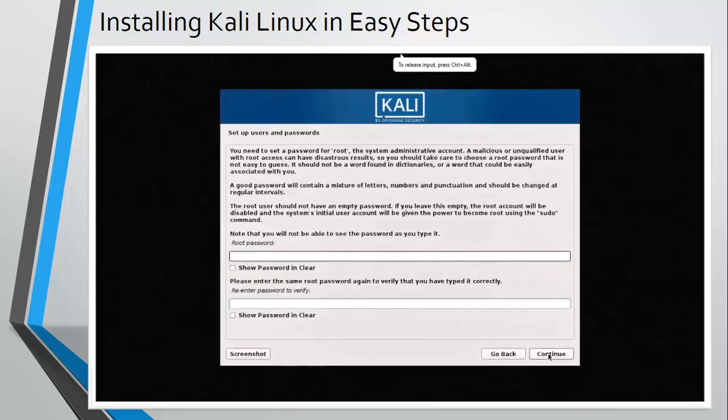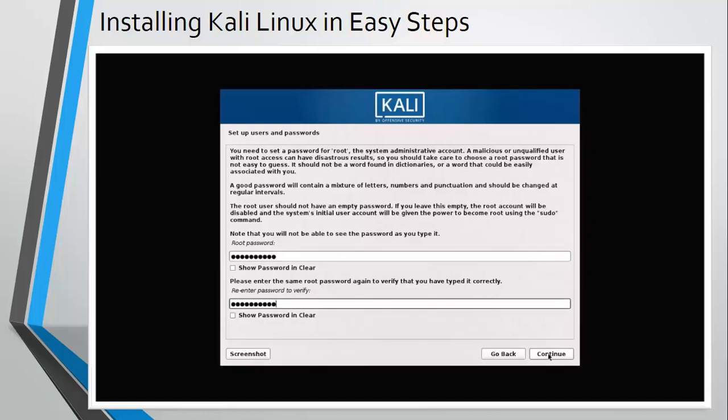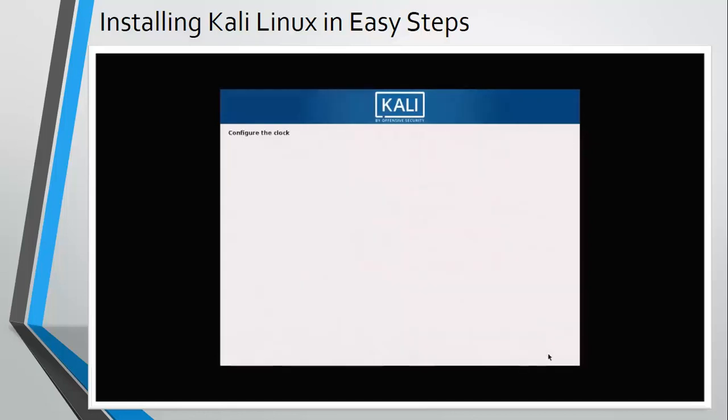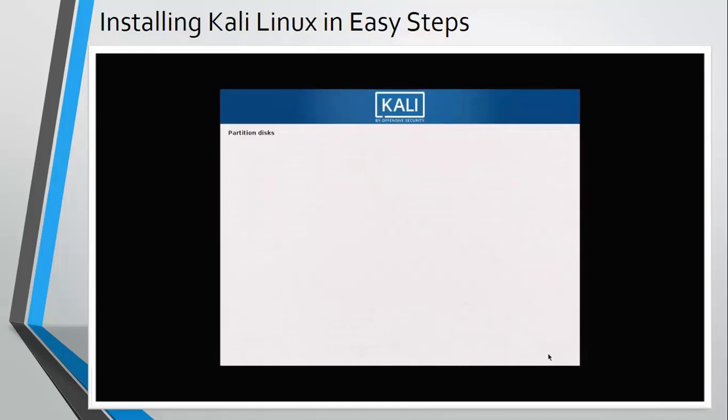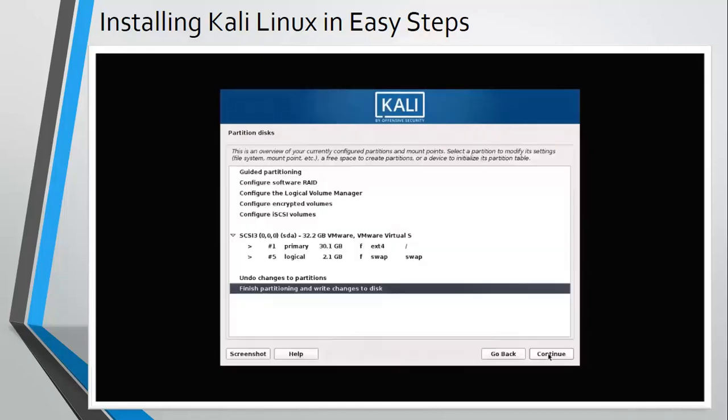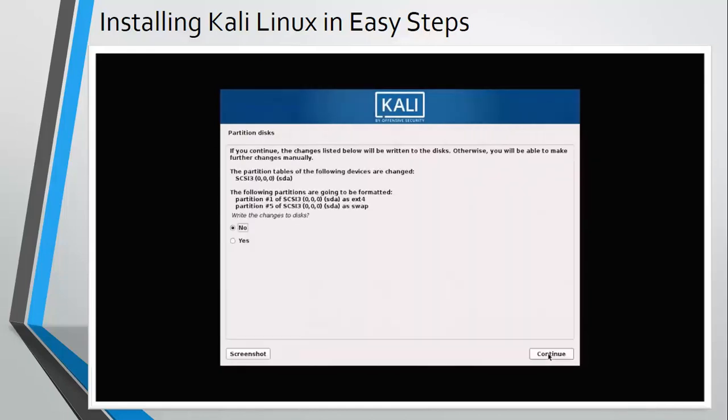Give a host name, give the password to your machine, and make sure the passwords match. Click on continue. Select the time zone. It's setting up the partition. So just click on continue, continue, and continue. Now let's write all the changes to the disk. Select yes, click on continue.